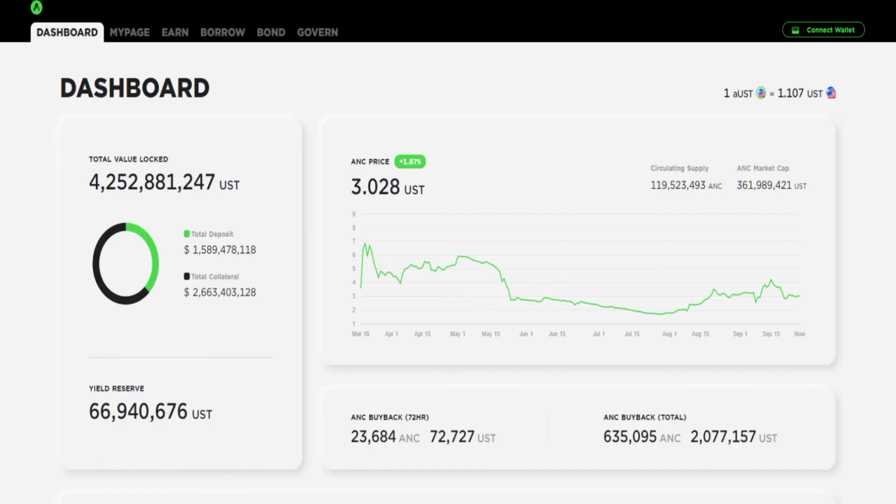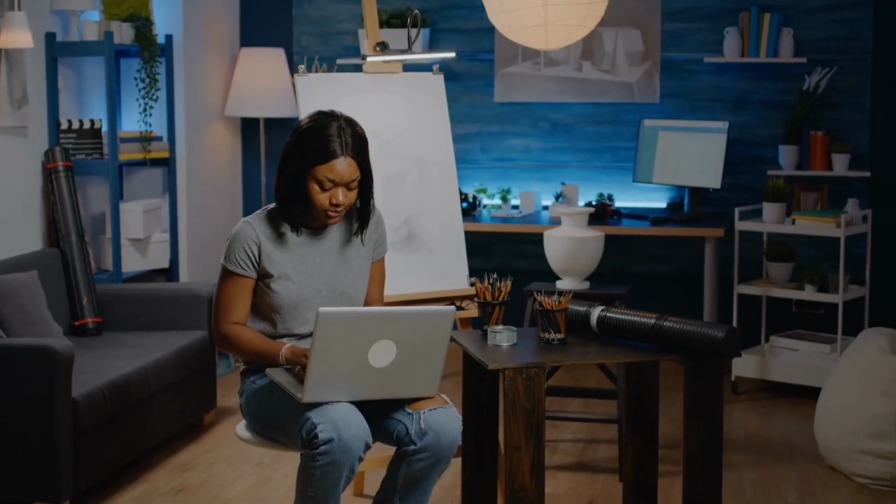According to CoinGecko, the ANC token is currently trading at $3.42, with a $655.9 million market cap and a 24-hour trading volume of $13.2 million. Also, its circulating supply represents 19% of the total supply, which is 1 billion tokens. And that concludes today's video.